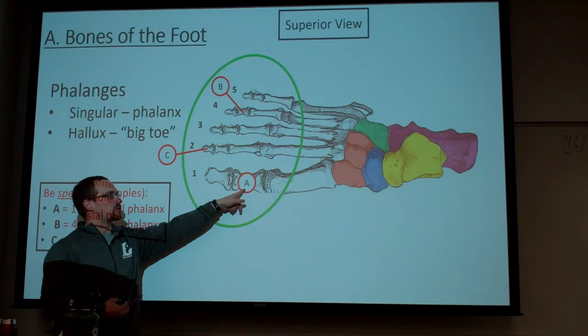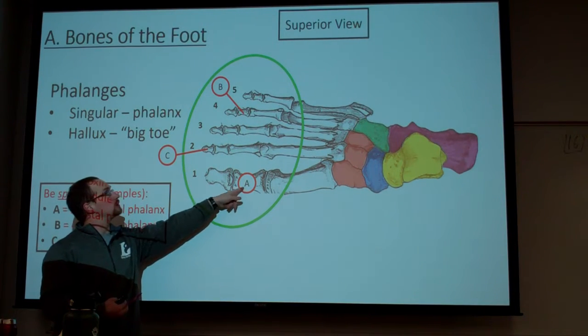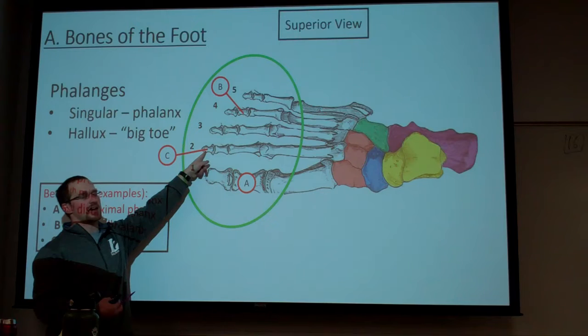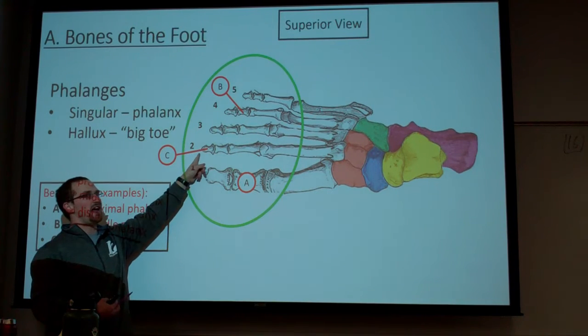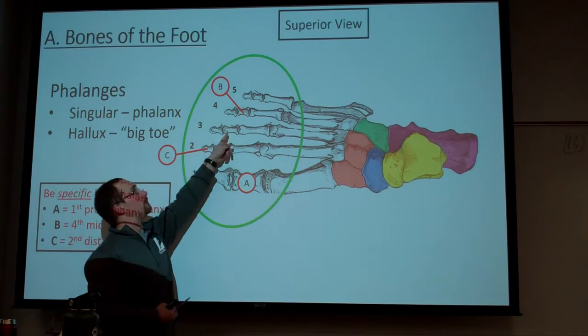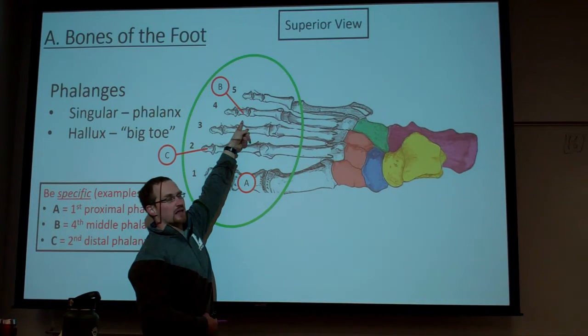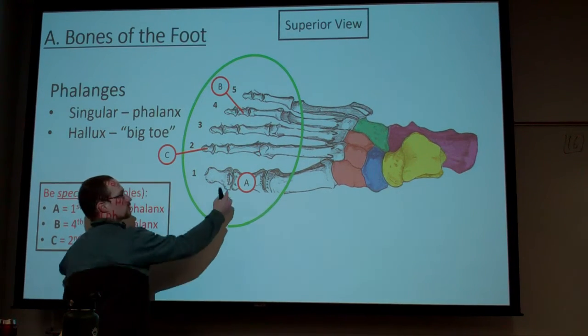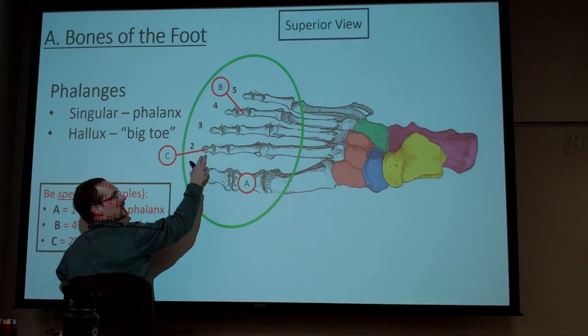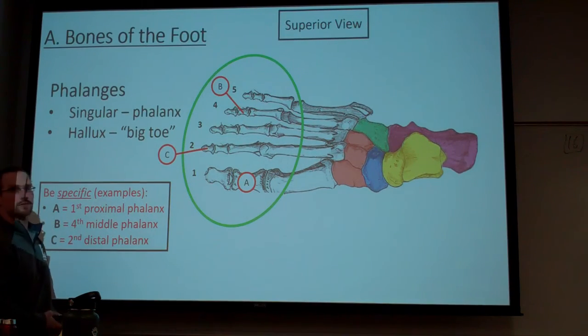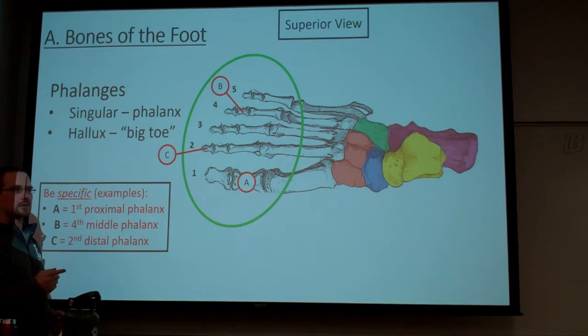So letter A would be first proximal phalanx. C would be second distal phalanx. B would be second middle phalanx. So remember, we've got proximal, middle, and distal for our phalanges. Yes? Phalanges, I apologize, phalanges.